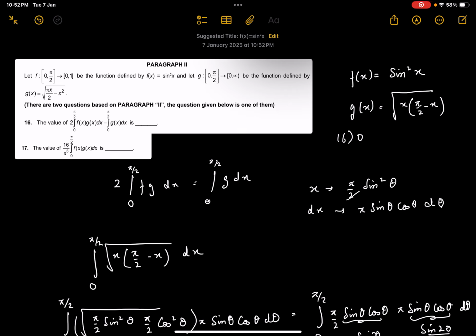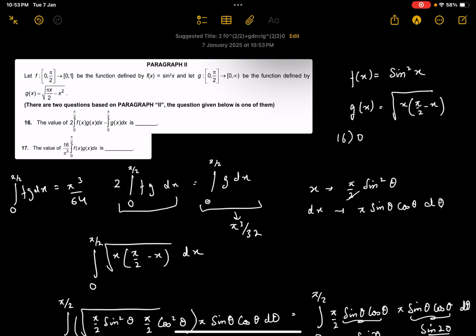Substituting it here, this was pi cube by 32, which gives us f g dx in this thing. So we get 0 to pi by 2 f g dx. So that makes our answer 1 by 4.